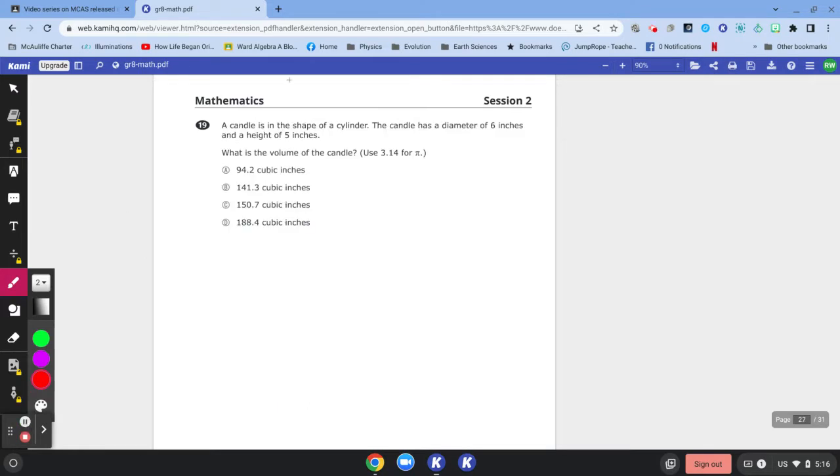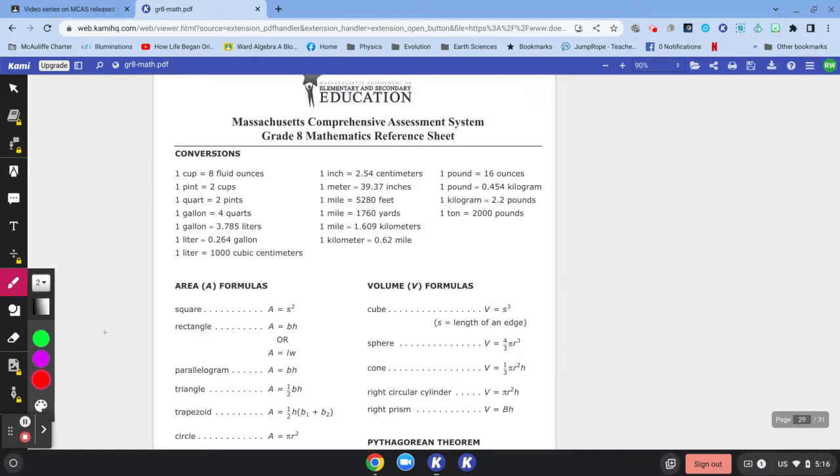So we're going to look at 19. We have a candle in the shape of a cylinder. And the candle has a diameter of 6 inches and a height of 5 inches. And what is the volume of the candle? Use 3.14 for pi. All right, let's go and find the formula for the volume of a cylinder, in which we go to ye old reference sheet.